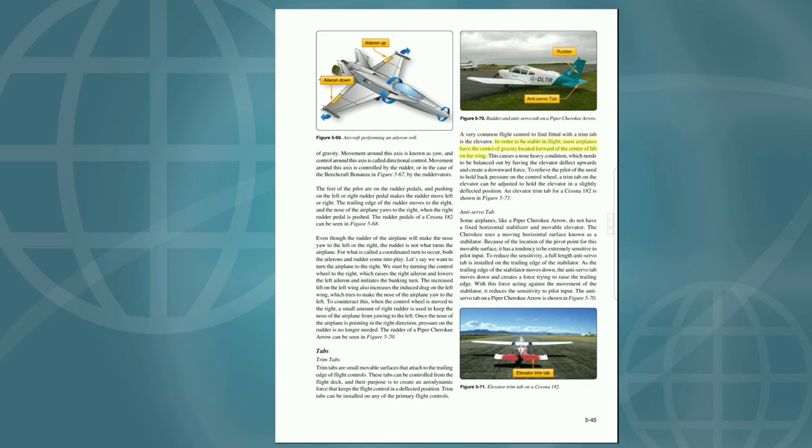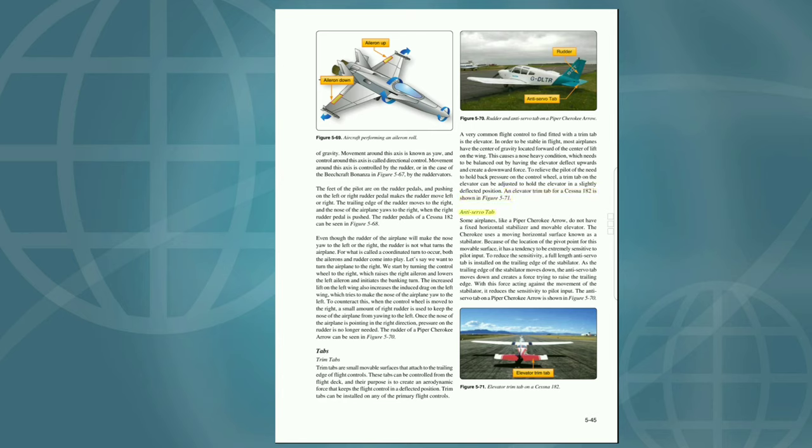In order to be stable in flight, most airplanes have the center of gravity located forward of the center of lift on the wing. This causes a nose-heavy condition, which needs to be balanced out by having the elevator deflect upwards and create a downward force. To relieve the pilot of the need to hold back pressure on the control wheel, a trim tab on the elevator can be adjusted to hold the elevator in a slightly deflected position. An elevator trim tab for a Cessna 182 is shown in Figure 5-71.